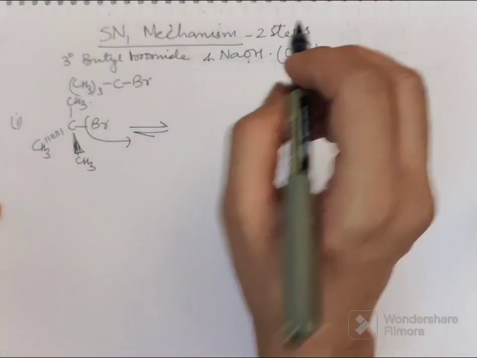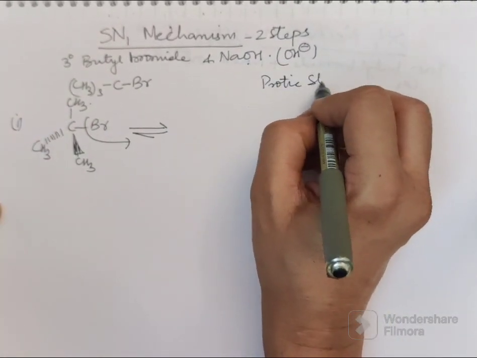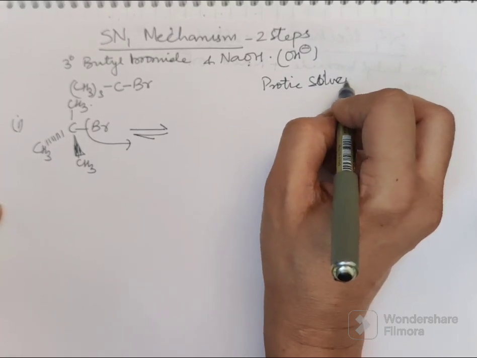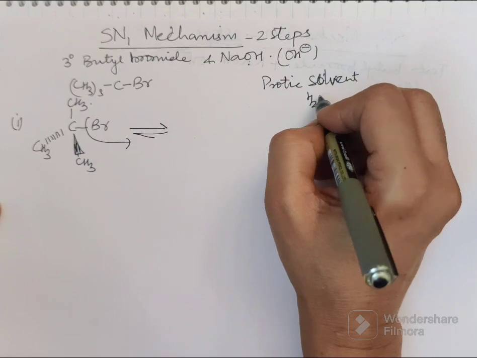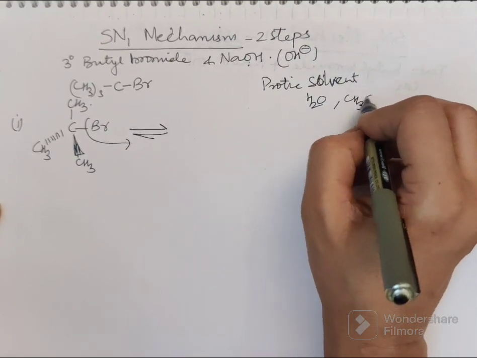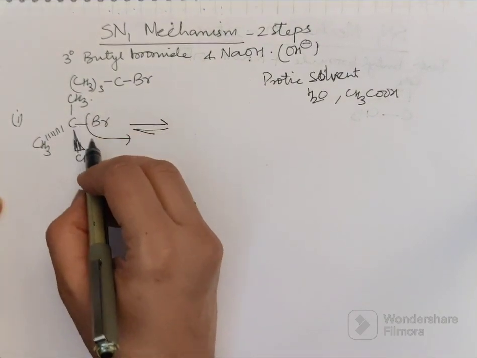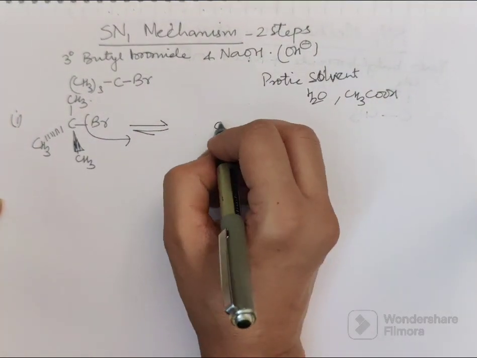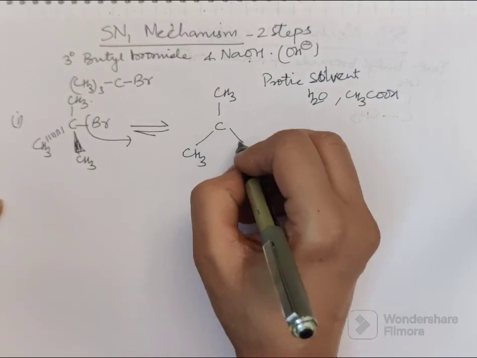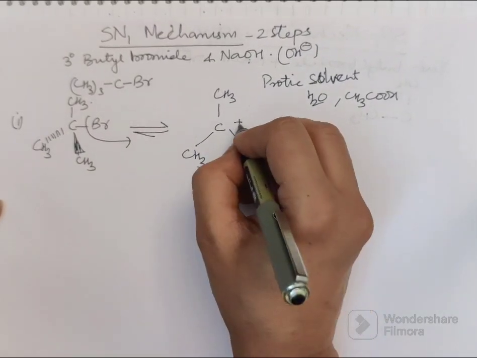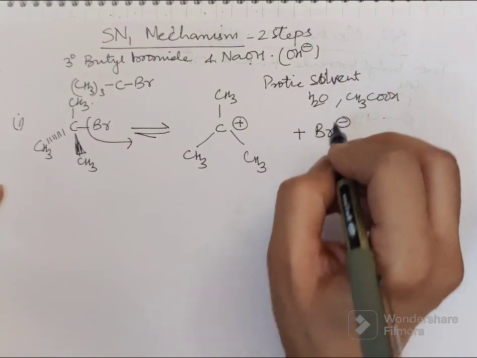Now the SN1 mechanism, remember, takes place in the presence of protic solvents. Protic solvent means one which can give a proton, H plus ion, like water. Protic polar solvents like water, acetic acid, etc. Now what happens is this halogen goes away and there is formation of a carbocation. That is the first step: formation of a carbocation, and Br minus goes away.